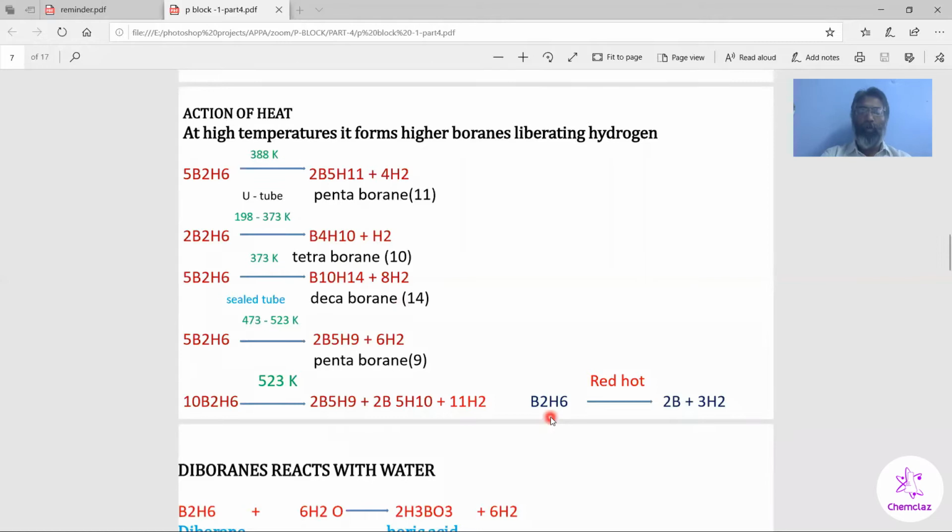Diborane at the red hot, highest temperature, decomposes into boron and hydrogen. At low temperature it gives different types of borane, but at high temperature it decomposes into boron and hydrogen. So for the action of heat, you have to write the formation of different boranes.